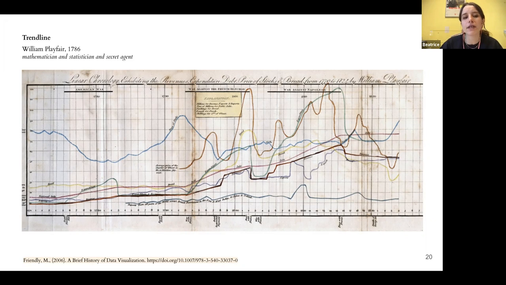And William Playfair is very important in the story of data visualization because he started to define the main visual models. In this case, you can see the first example of a multiple line chart. But of course, if you have a look at the paper, you can see that he also worked a lot on bar charts and pie charts.